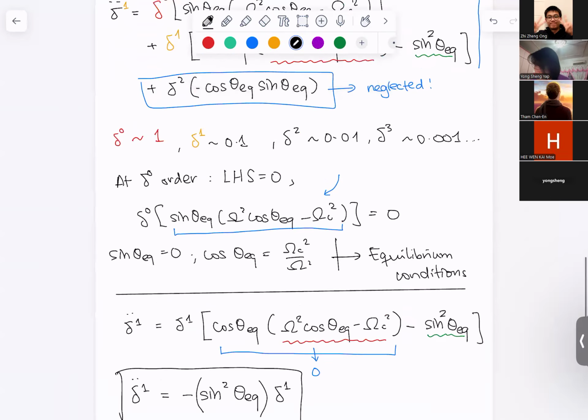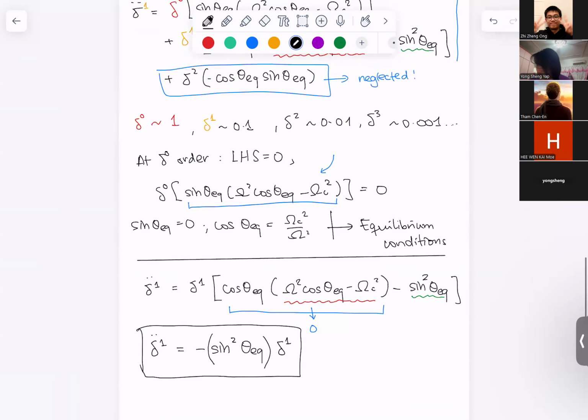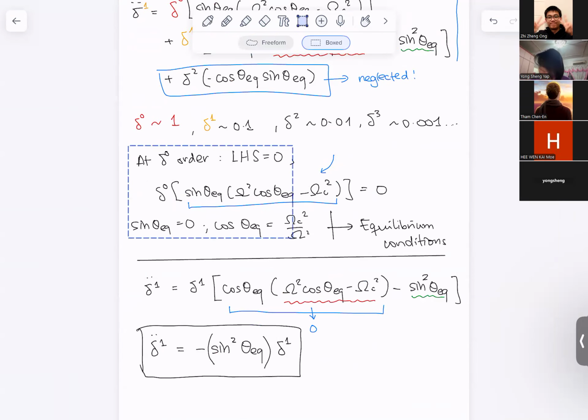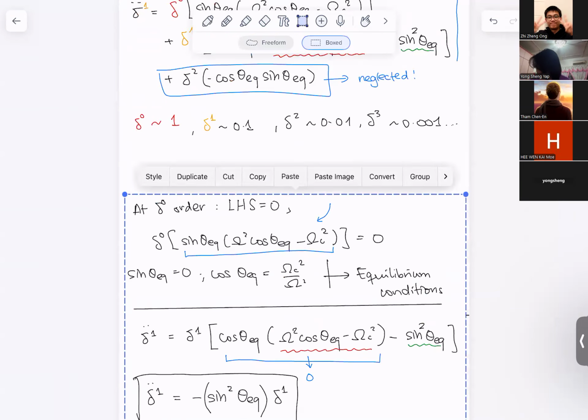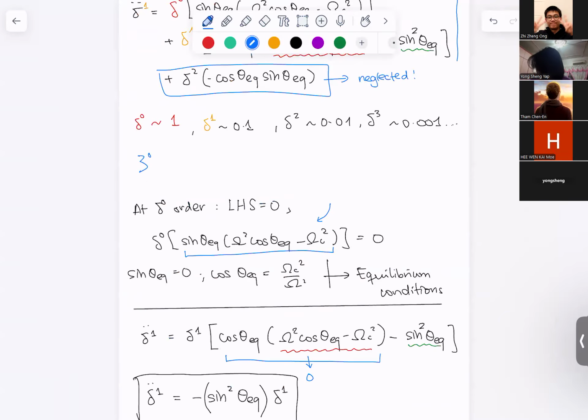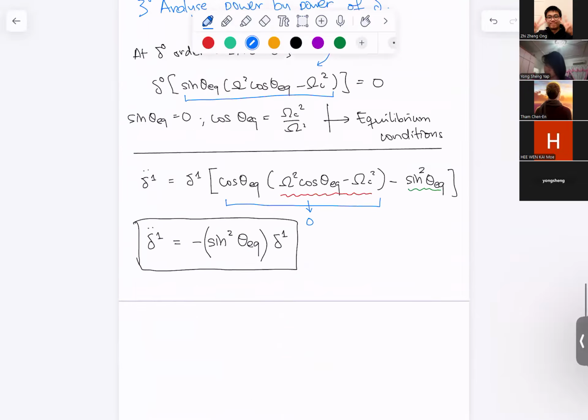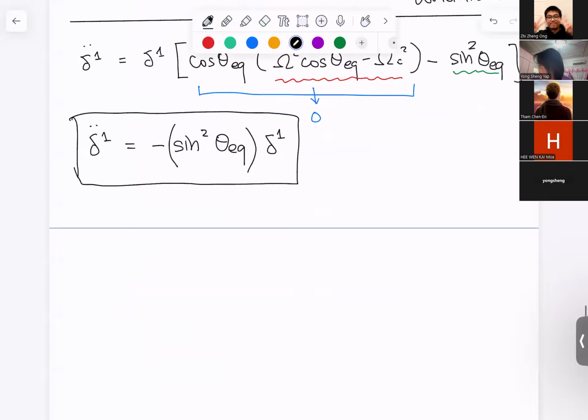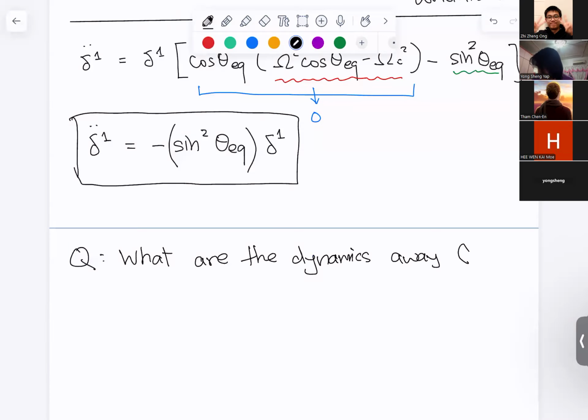Okay, so basically, let's summarize what we have done. What we have done here is basically step 3 of what I wanted to write, but I forgot. Basically, step 3 is to analyze power by power of delta. So, to answer the question, what are the dynamics away from an equilibrium point?